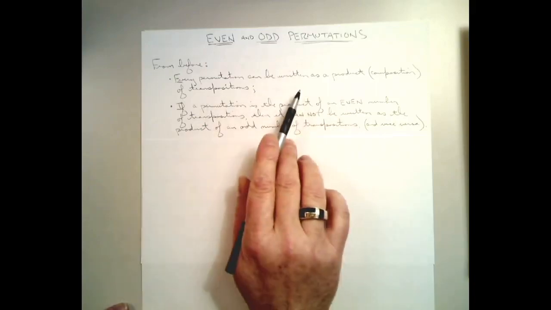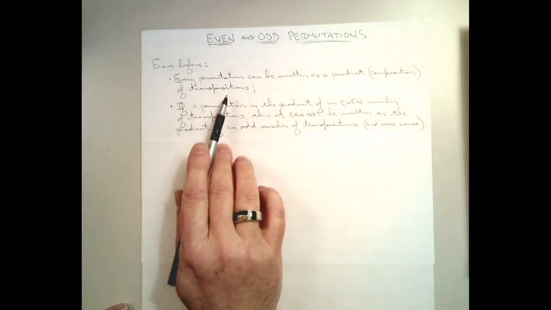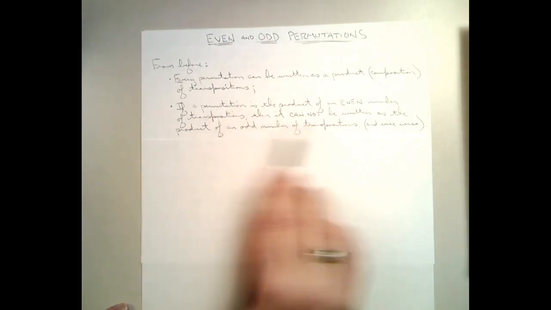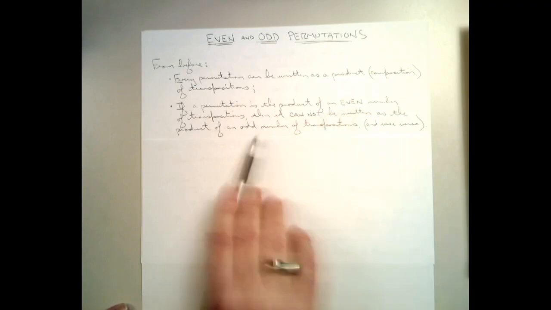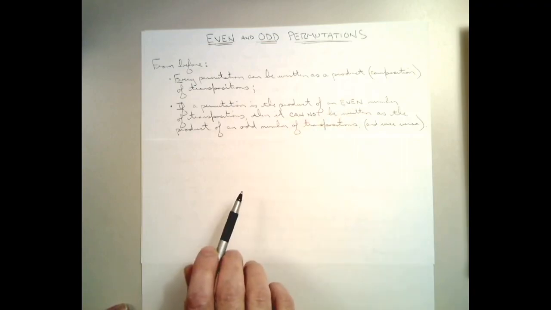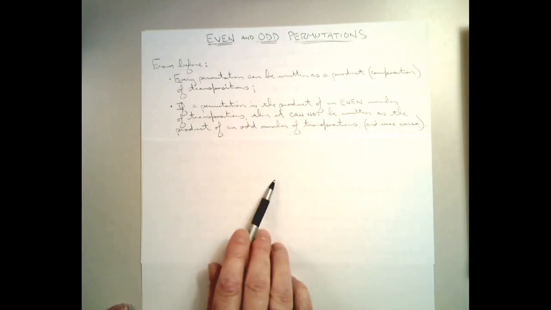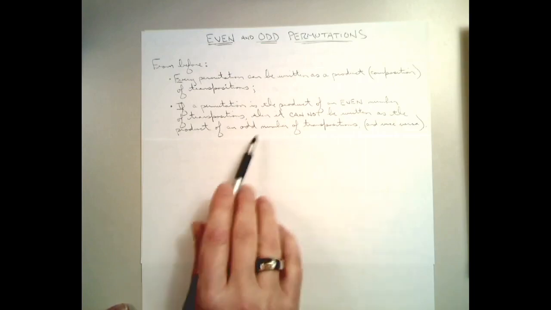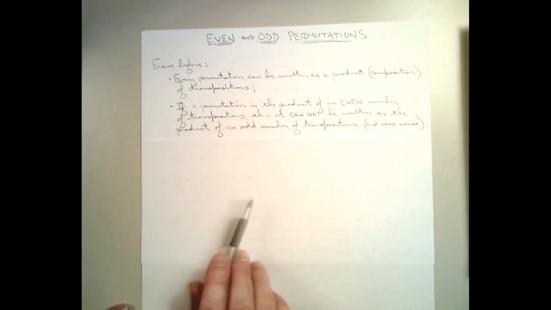Part one up here says that we can always write a permutation as a product of transpositions. Of course, it's either going to be an even number or an odd number. If it is an even number of transpositions that we're able to use, then there's no way that we could refashion the permutation so that we could write it as an odd number of transpositions as well. Similarly, if it can be written with an odd number of transpositions, then there's no way that we can find an even number of transpositions whose composition is going to equal that particular permutation.